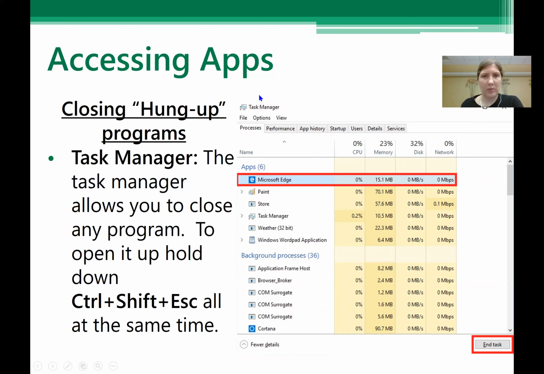Task Manager will then bring up this display here, and it will show all the applications that you have open, even background processes. But these ones up here under apps are what is open. And if it seems like one of these programs is frozen, you can click on it until it's highlighted blue, and then you would click on End Task, and it would close that program for you. And then you could reopen it and try again.